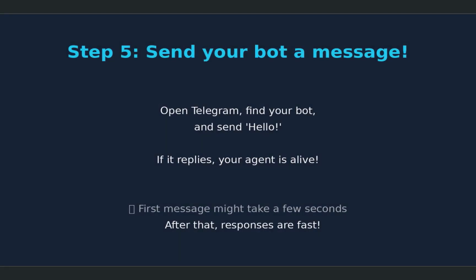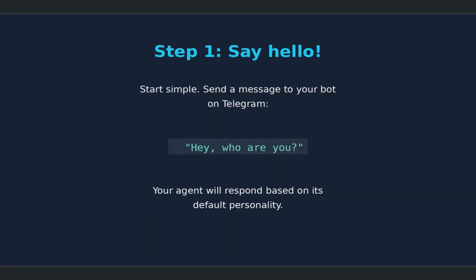Finally, the moment of truth. Open Telegram, find your bot by its username, and send it hello. If it replies, congratulations, your agent is alive. The first message might take a few seconds as the AI model warms up, but after that, responses are fast. Step 1, say hello. Start simple. Send "hey, who are you" to your bot on Telegram. Your agent will respond based on its default personality.